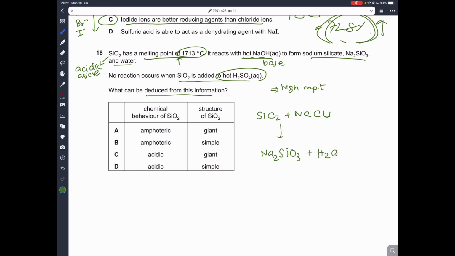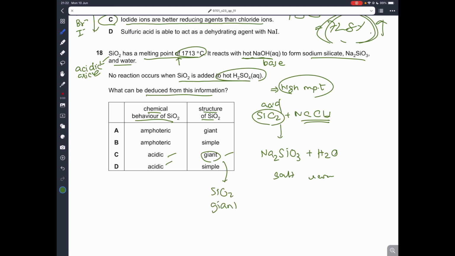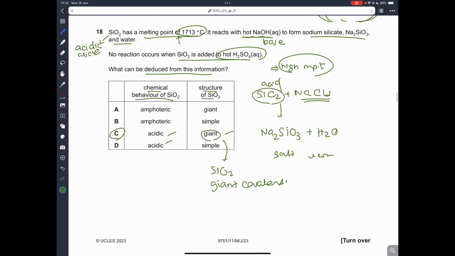Right, so because it's reacting with a base, we can deduce that it is an acid. It's producing a salt and water, right? So we can see the chemical behavior of SiO2 is acidic. The structure of SiO2 has to be giant. Why? Because it has a high melting point. Specifically, SiO2 is a giant covalent structure, right? Giant covalent. So C is actually the correct answer.